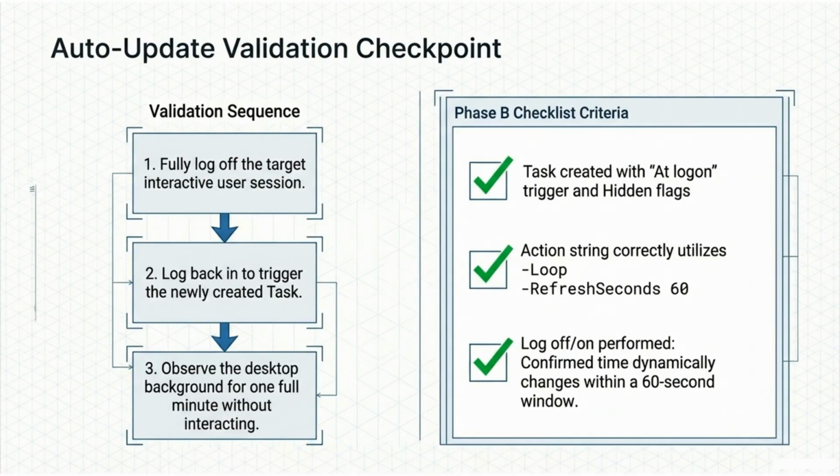To validate auto update, fully log off the target user session, then log back in to trigger the new task. Observe the desktop background for 1 full minute without interacting to confirm dynamic time changes within the 60-second window.